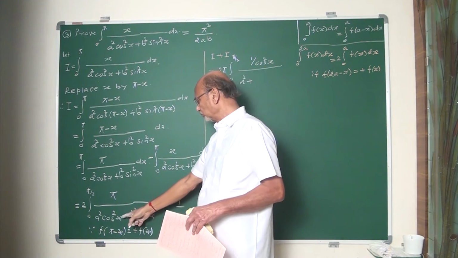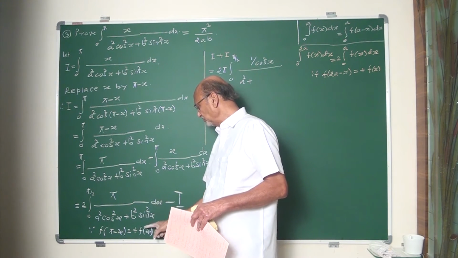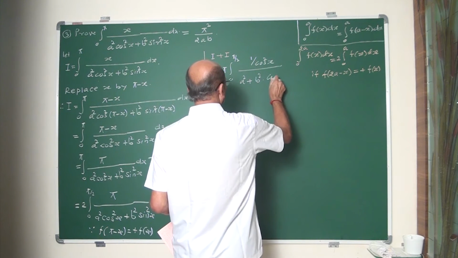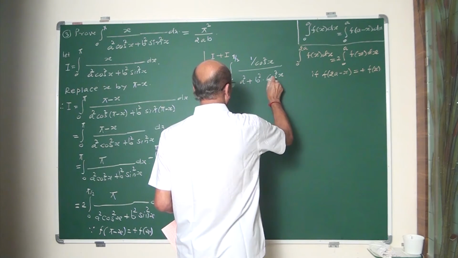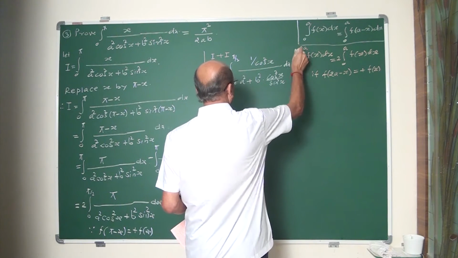Cos square upon cos square is 1. B square into sin square upon cos square. This is b square into cos square x upon sin square x dx. Yes, my friend.